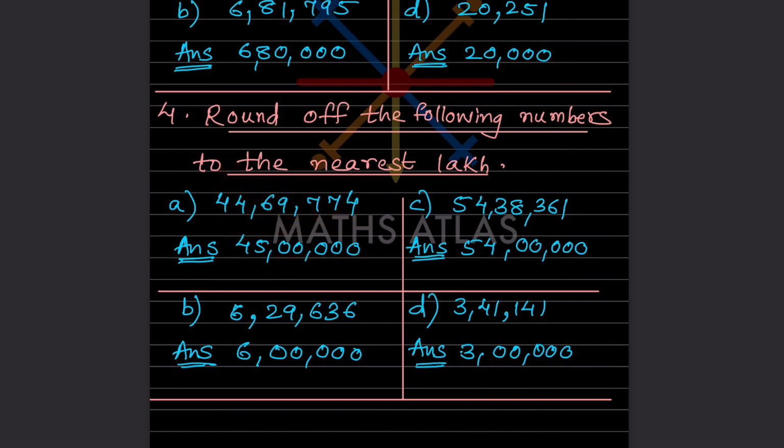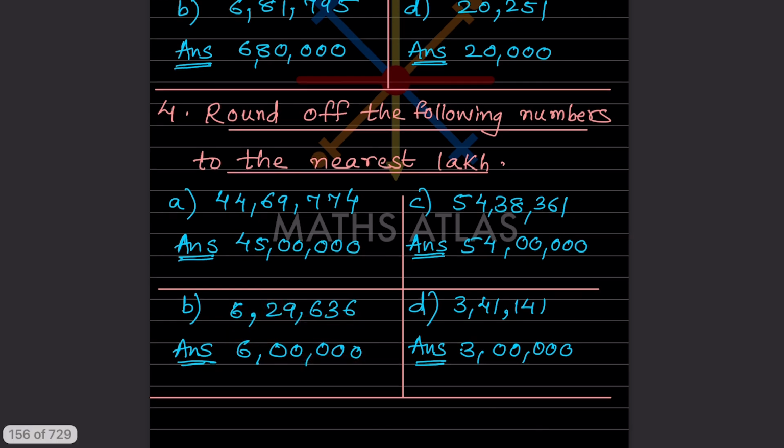Okay. Now ones, tens, hundreds, thousands, 10,000, and lakhs. So we are going to concentrate on this lakh part. So this is 10,000. This one is 2, less than 5. So this 6 remains as it is, and all these zeros.